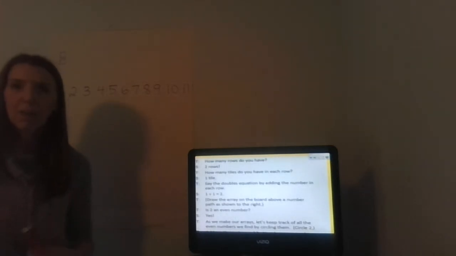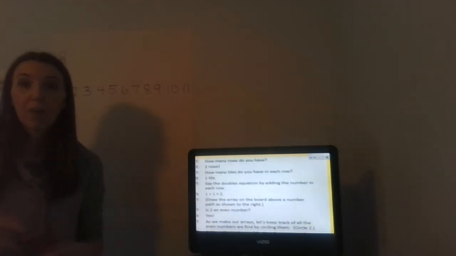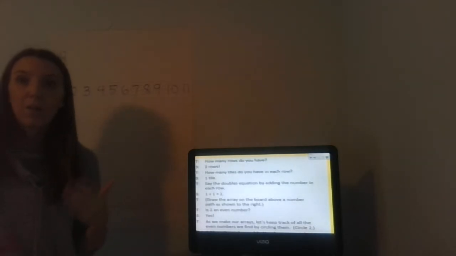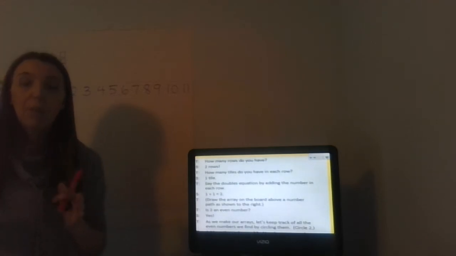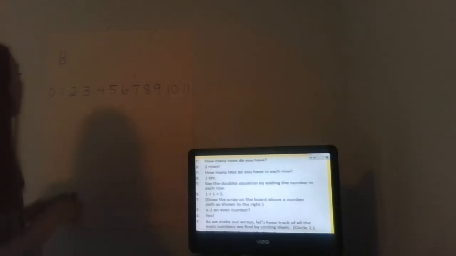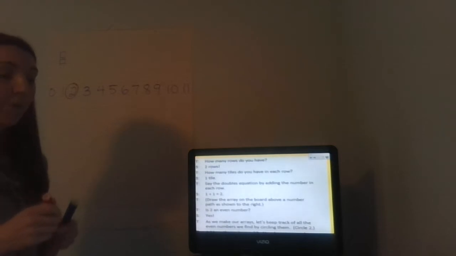Now I have to ask myself, is 2 an even number? It is, because I can pair them up. So, as I demonstrate how to make this array, we're going to keep track of all of our even numbers. I want to determine if my array is keeping an even number the whole time. So I'm going to circle my even numbers as I go. So right now I have 2. I'm going to circle my 2.